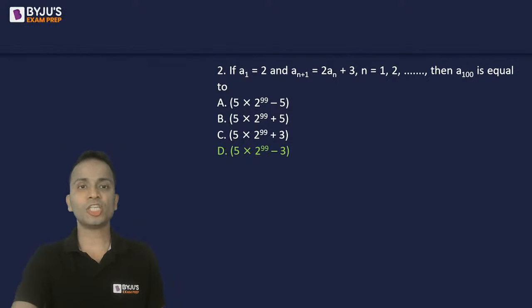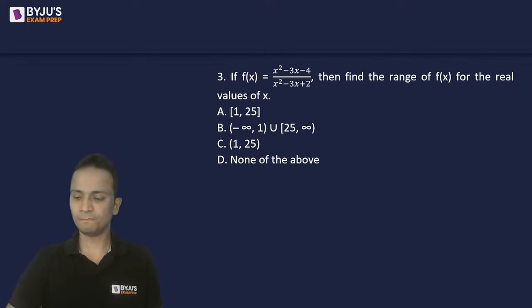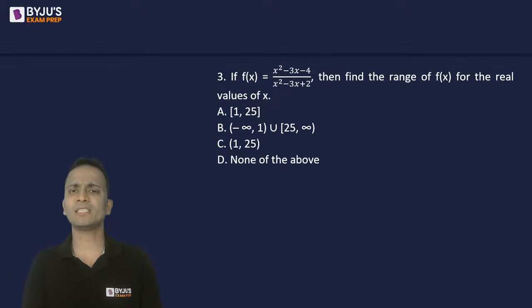All right. चलिए next question पे चलते हैं. Question number 3. F of x is given as x square minus 3x minus 4 divided by x square minus 3x plus 2. Then find the range of f(x) for the real values of x.